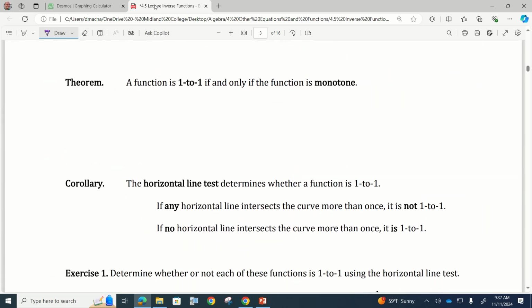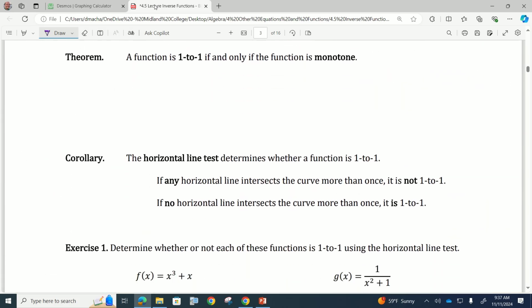This time we're worried about whether or not a function is one-to-one. Turns out a function is one-to-one. Oh, and I should have fixed my notes. This should say continuous. There we go. So a continuous function is one-to-one if and only if your continuous function is monotone. So you remember monotone means it's either strictly increasing or strictly decreasing.